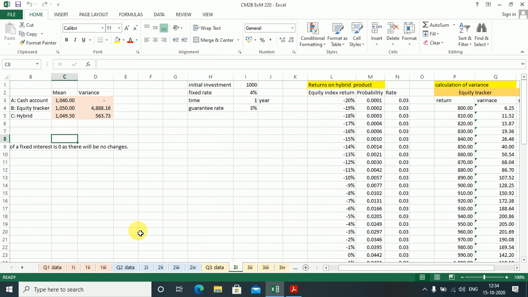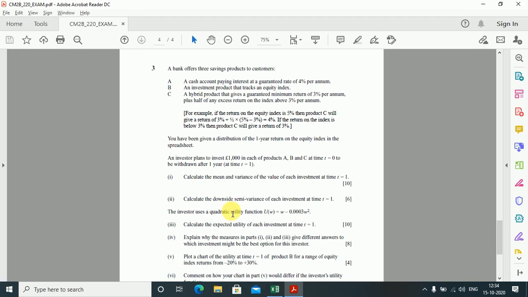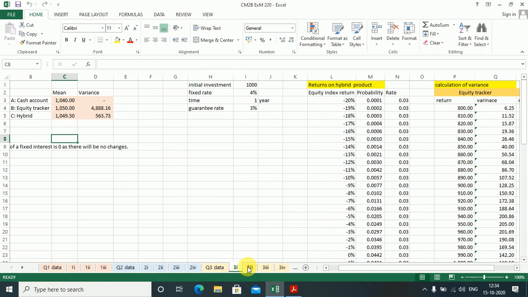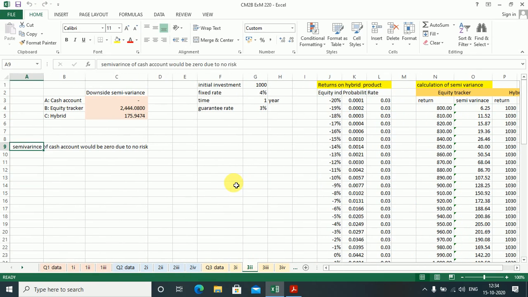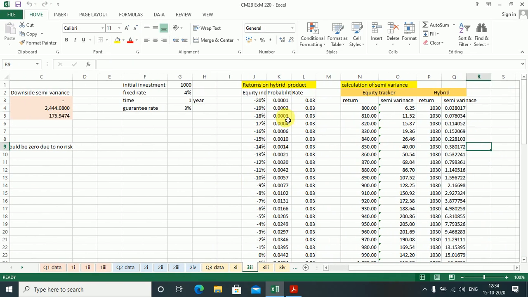Okay, so this was my first part. Calculate the downside semi-variance of return for each of the investors. For the cash account the variance is 0, so the downside semi-variance will be 0.